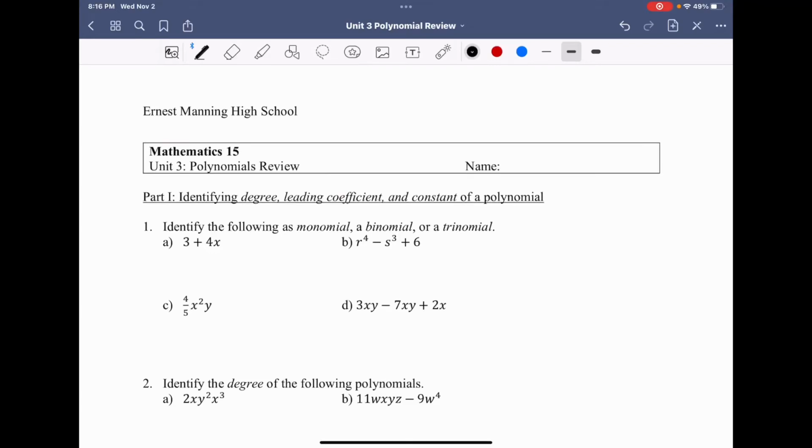All right, so let's take a look at the polynomials review. This is meant to help guide you on your studying and make sure that you can check your answers and make sure you were on the right track with these concepts.